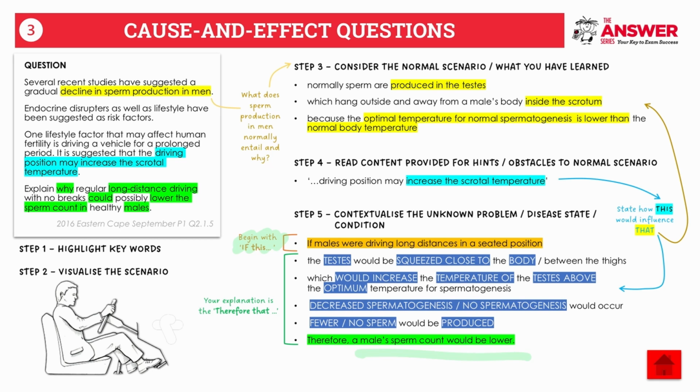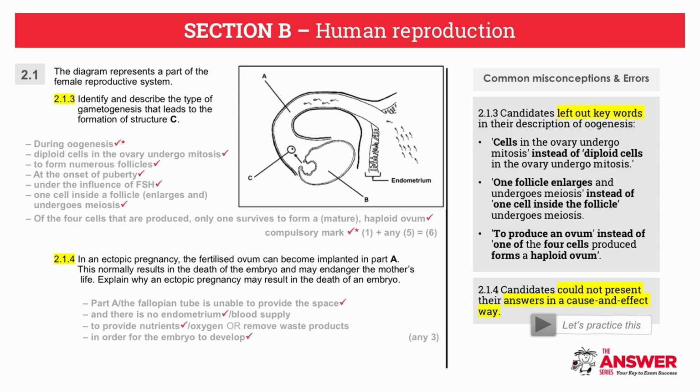So this is a good example of how to look at cause and effect questions, and you can practice this with many other questions in past exam papers. But for now, we're going to continue home. So back at question 2.1.4, that was the first example we looked at, and now you can see how they get to a memorandum answer like this.